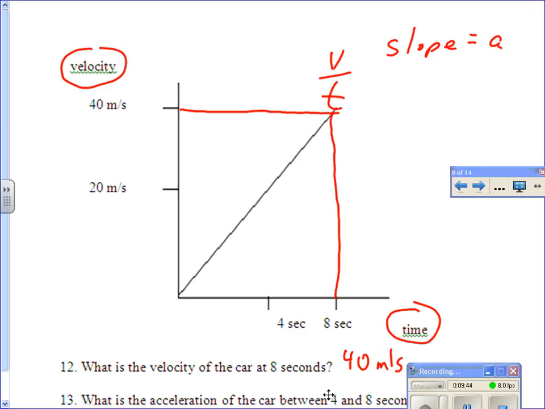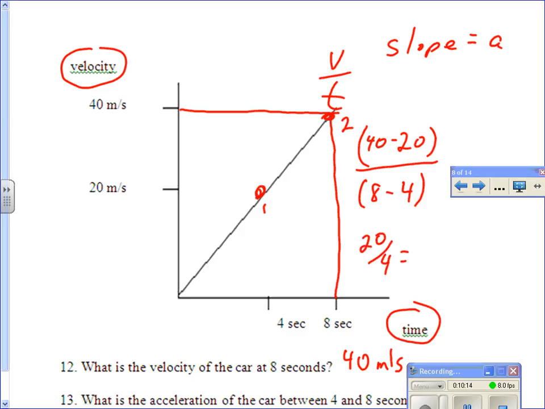And for the acceleration between 4 and 8, the slope is going to be 40 minus 20. So point 2, the y is 40, and the x is 8. And at point 1, the y is 20, and the x is 4. So we have 20 divided by 4, and that answer is 5. So our answer for acceleration is 5 meters per second squared.